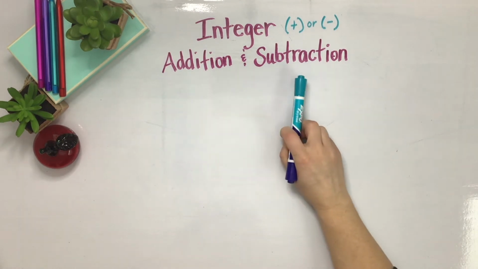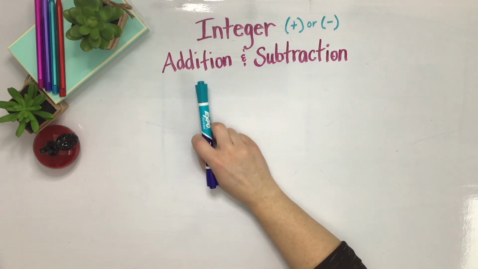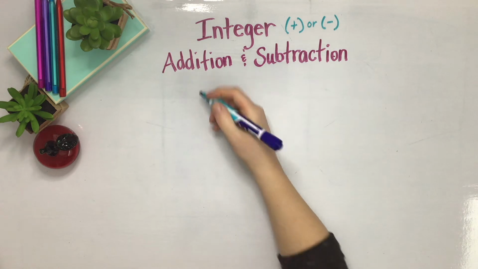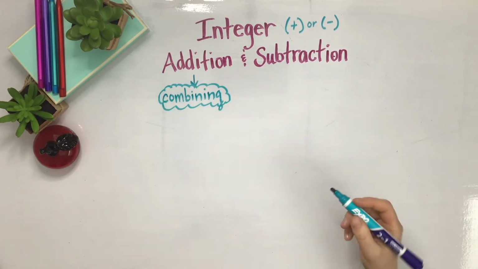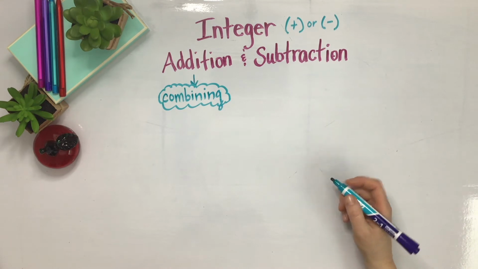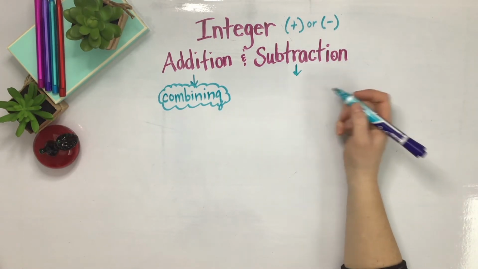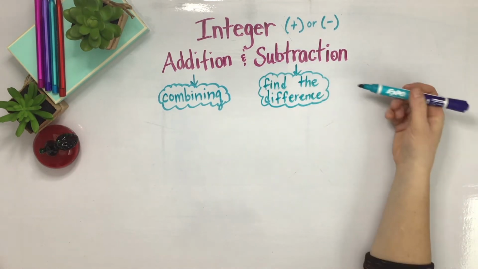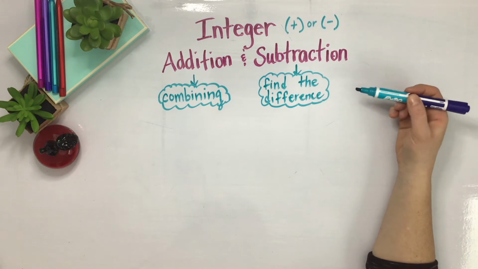We'll be adding and subtracting today, so sometimes it's good to just go back to basics before we start a new topic. When we're thinking of addition, I want you to just think of it as combining two things. And when we're subtracting, let's remember that subtraction just means we're finding the difference. So we're going to keep these basic meanings of addition and subtraction in our mind as we tackle addition and subtraction of integers.